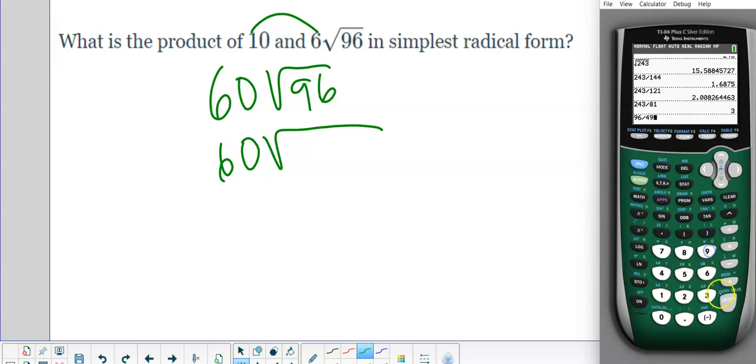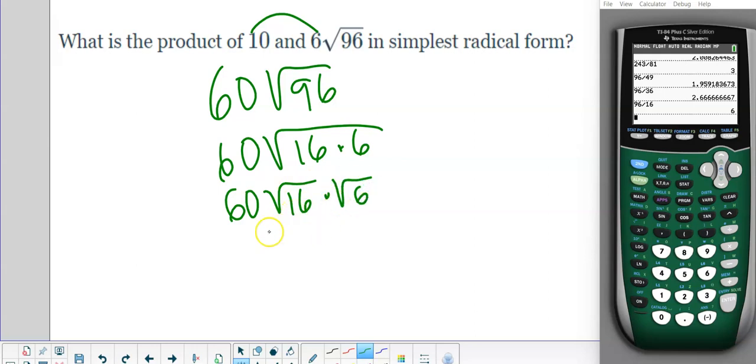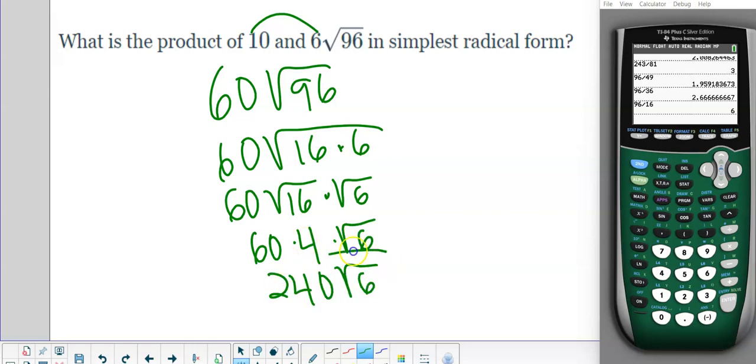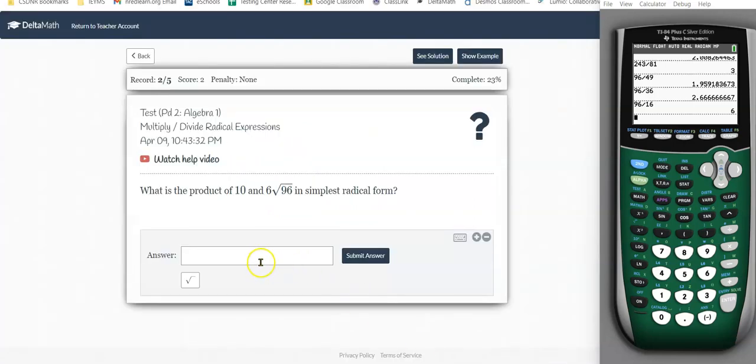Let's try 49. 7 times 7, nope. 96 divided by 36, 6 times 6, nope. I know 25 doesn't go into it. How about 16? Oh, so 16 times 6, because the square root of 16 is 4. So 60 times 4 is 240, and the square root of 6 remains. 240 square roots of 6.